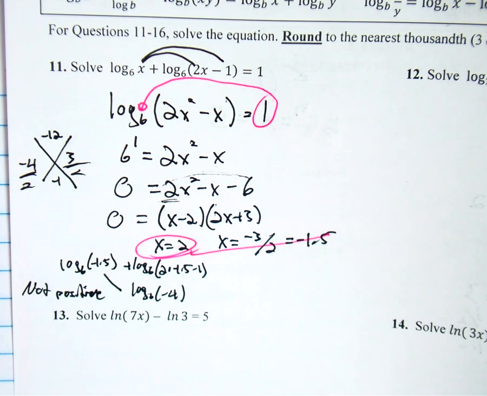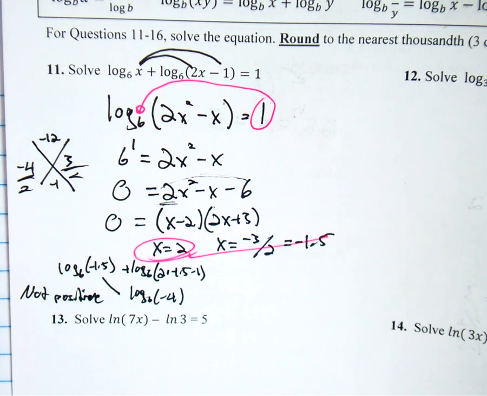Okay, it's not always the negative answer that's a no-no. Sometimes both work. Sometimes the negative answer works and the positive one doesn't. So don't get in the habit of always crossing out the negative one.